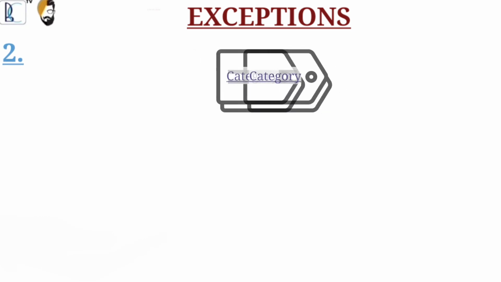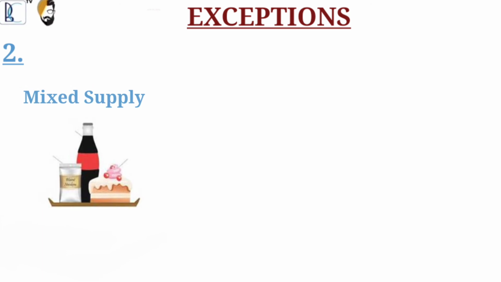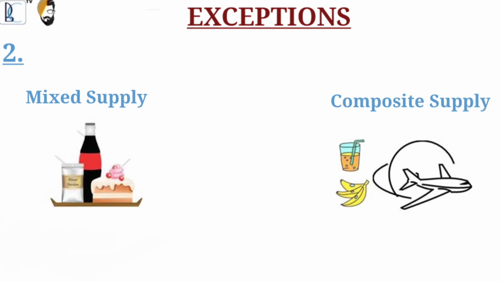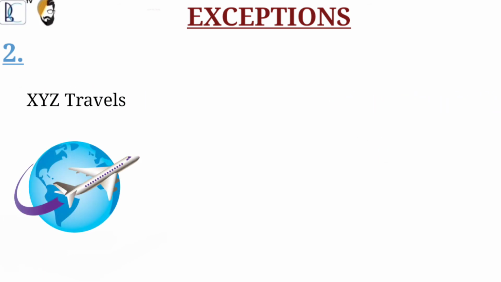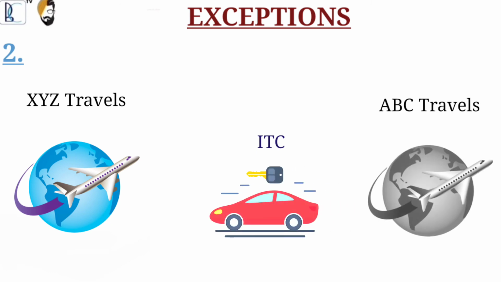2. If the category is same for the inward supply and outward supply, or it is a part of the mixed or composite supply, XYZ Travels can claim ITC for taking the car on rent from ABC Travels.